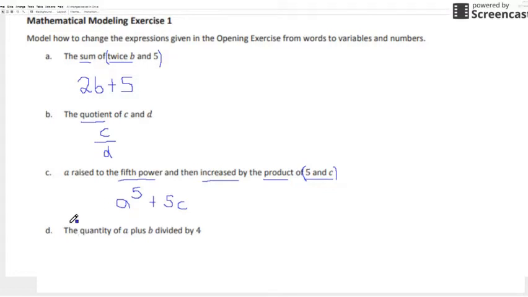And the next one, it says the quantity of A plus B. This is like having the sum. Remember, this has to be done first before we divide by 4. So now this one needs the parentheses. So A plus B needs the parentheses, and then we're going to divide by 4. Well, you could use a division sign. Like I said, I'm going to start using the fraction more often, and so we're going to divide it by 4. Okay, so there you go.